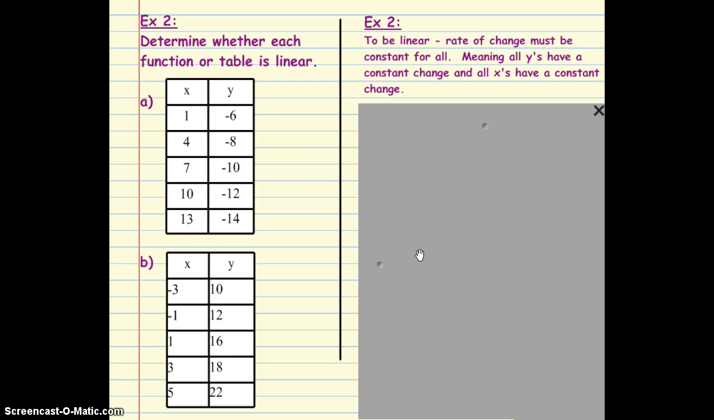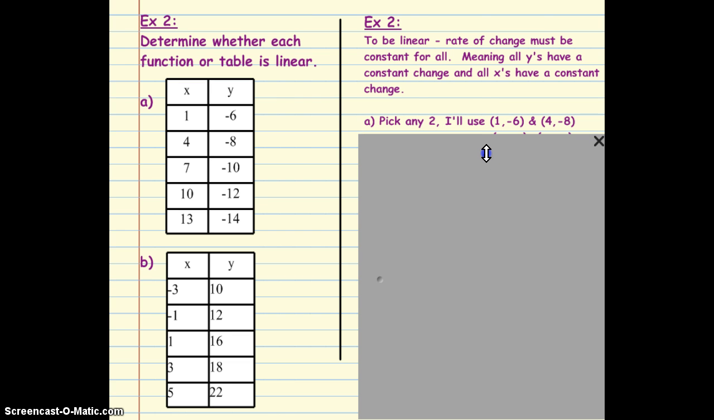Alright, moving on to example 2. We need to determine whether each function, or each table here, is linear. Well, in order for things to be linear, the rate of change, or their slope, must be constant for everything. Meaning all the y's have to have a constant rate of change, and all the x's have to have a constant rate of change. So again, we're going to set it up just like we did with example 1.